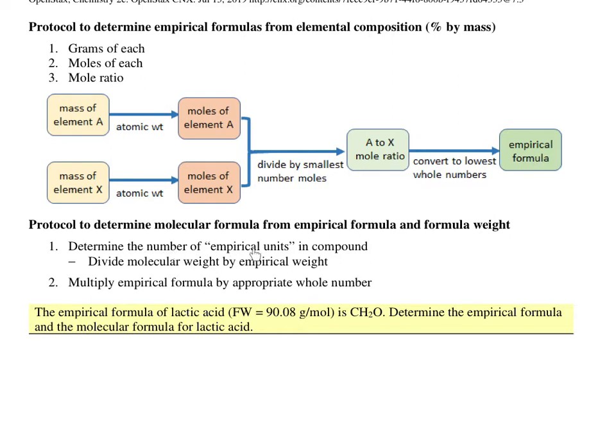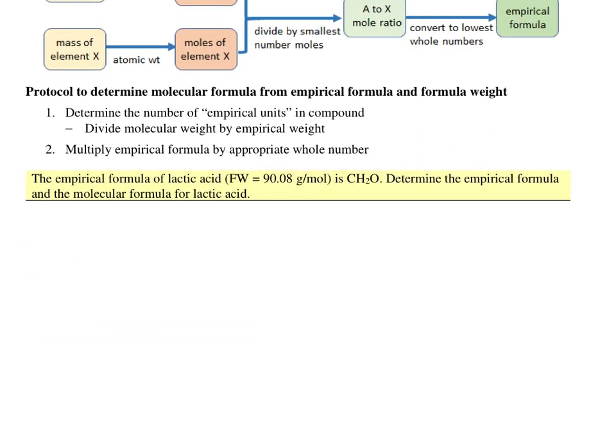Then once we have the empirical formula, we use an extra bit of data, our formula weight, in order to determine the molecular formula. In this problem, we've already determined the empirical formula. We just want to get to the molecular formula, the actual number of each type of atom that's found in one molecule of this compound. To do it, we need one additional piece of information beyond the empirical formula, and that is what the formula weight of that element is.